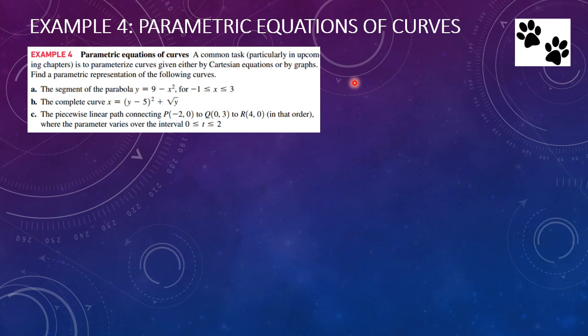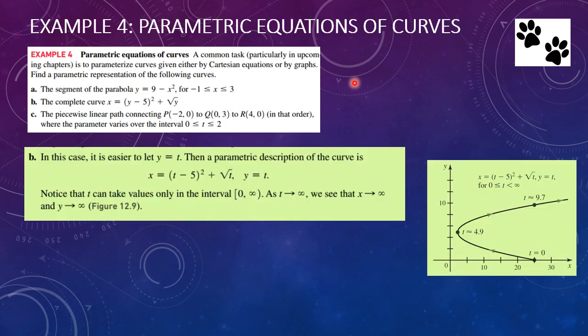Now let us think about B. We can do a similar thing with the equation in B, x equals (y minus 5) squared plus the square root of y. Because the x variable is determined by the y variable, it would be easier to do the substitution in reverse, specifically to make y equal to t. If we do that, then the parametric description of the curve is x equals (t minus 5) squared plus the square root of t, and y equals t.